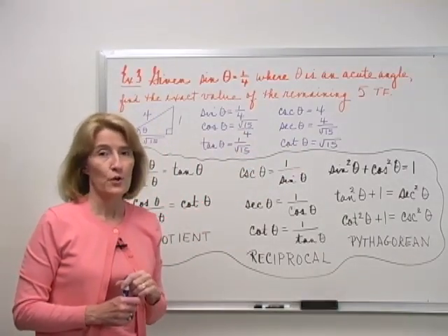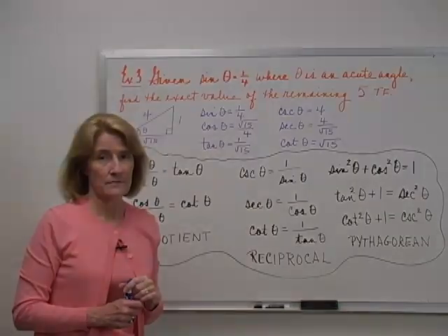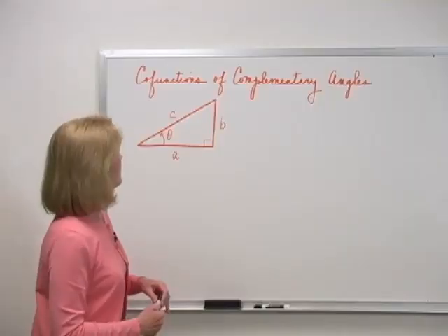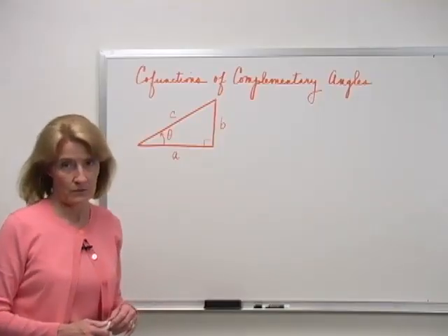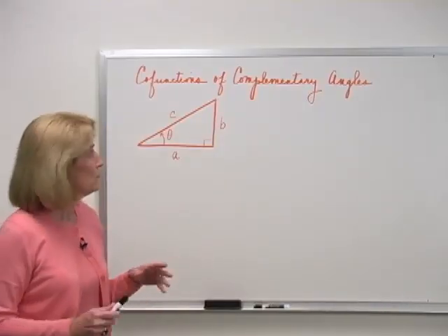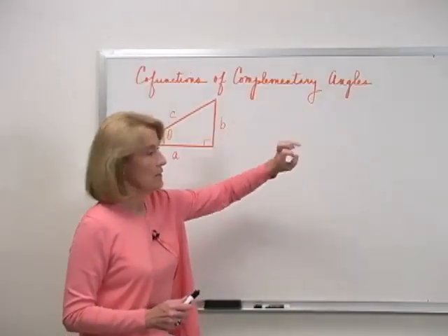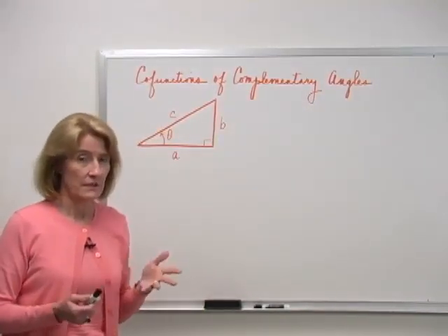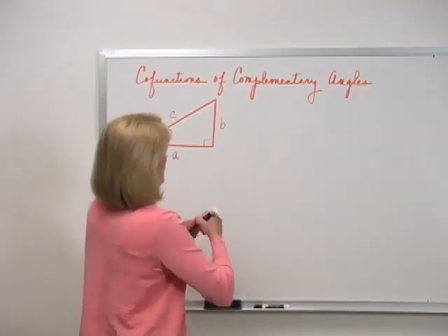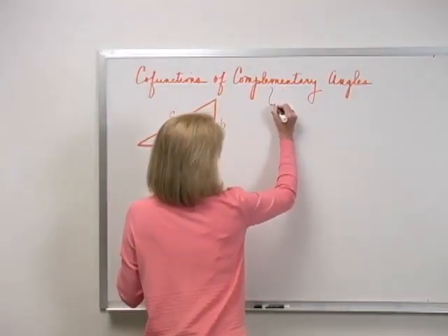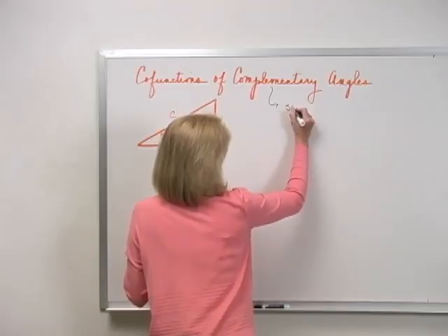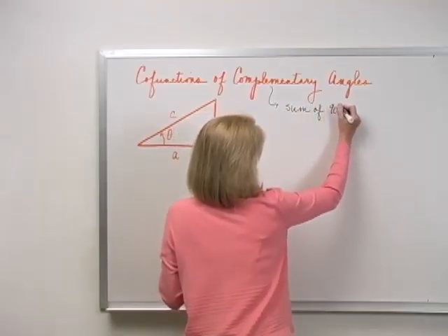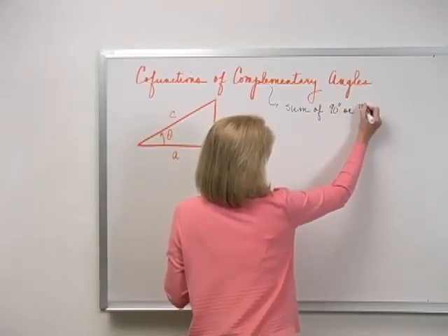Let's look at another property of right triangles. Let's discuss the relationship of cofunctions of complementary angles. All right, from geometry, you may remember that complementary angles are angles that have a sum of, do you remember? Yes, 90 degrees or pi over 2. Okay, so let's remember that the word complementary means that 2 angles have the sum of 90 degrees or pi over 2.